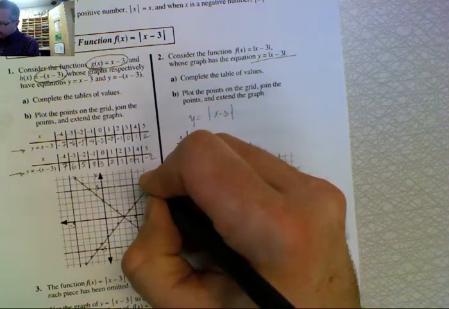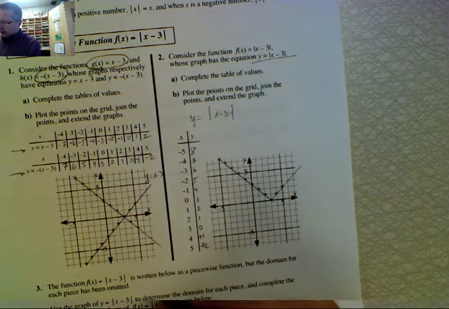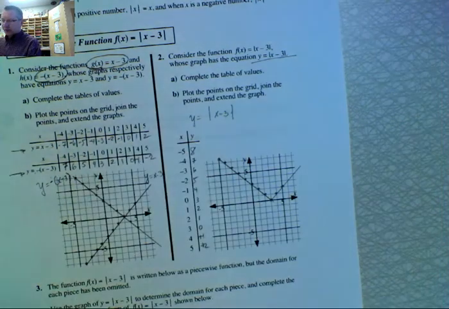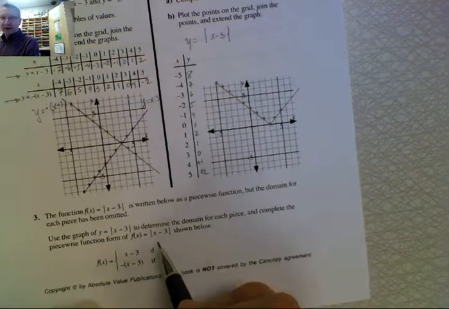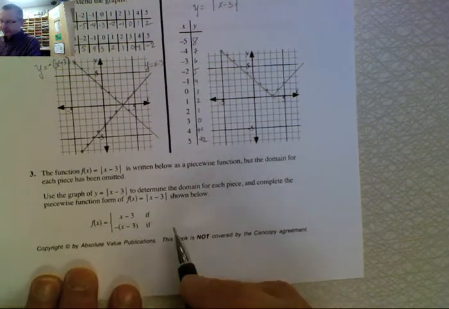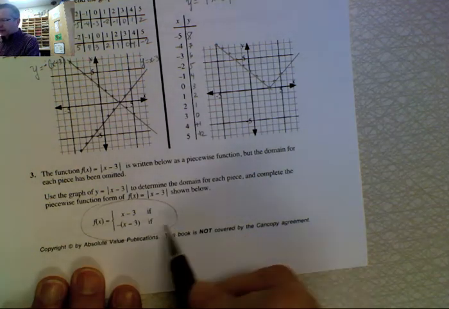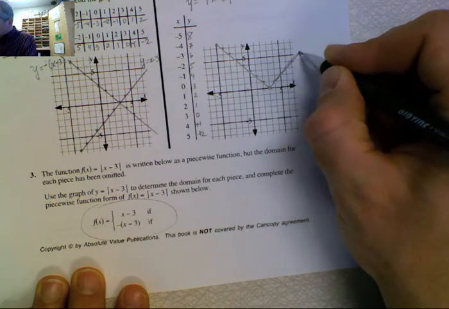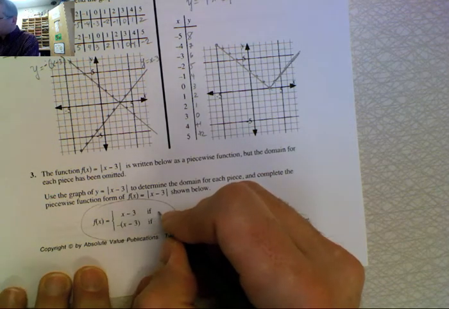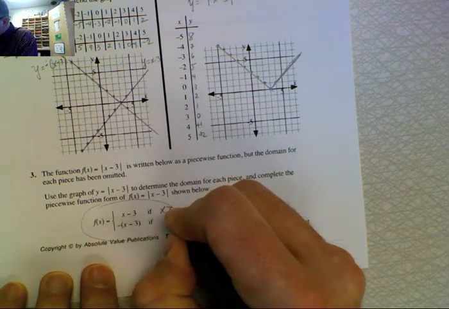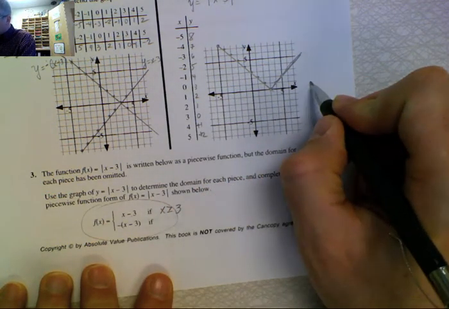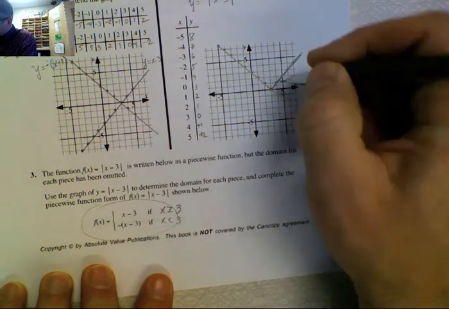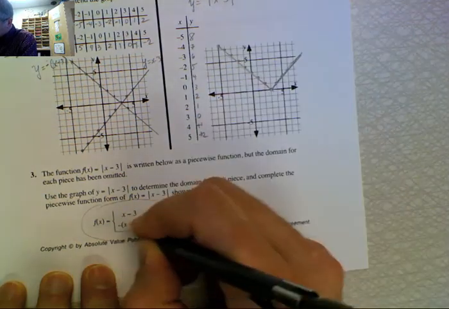And this right-hand line is y equals x minus 3, and this left-hand line is y equals the negative of x minus 3. So if we look at writing this as a piecewise function, we look at this portion down here. When I have the line x minus 3, that's this line here on my absolute value function, that occurs if x is greater than or equal to 3. So from 3 to the right, I get this particular situation. If x is less than 3, I'm going to get this negative situation.